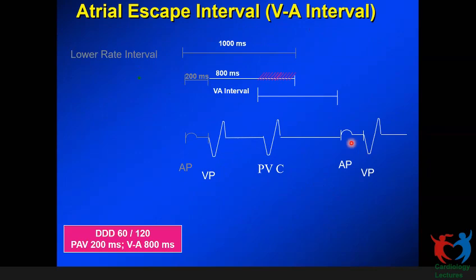But what happens if there is a PVC? All the time we've been discussing the nice sequence of A sense V pace or A pace V pace. Here is a PVC happening for this patient. On A pace, it started a lower rate clock. We have a 200 millisecond AV interval. It delivered a V pace. And now the lower rate clock is running here. Now, we said our timing is based on the atrial channel, but now there's a PVC happening. So on PVC, the pacemaker for that beat shifts to a ventricular based timing. It senses, it becomes a V sense.